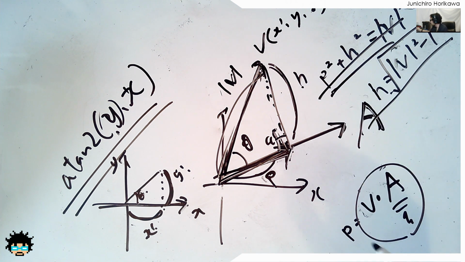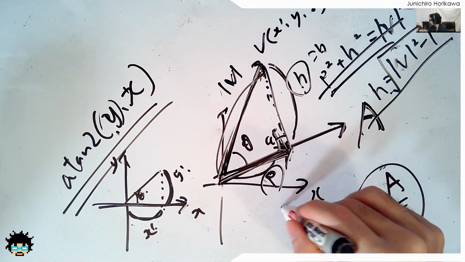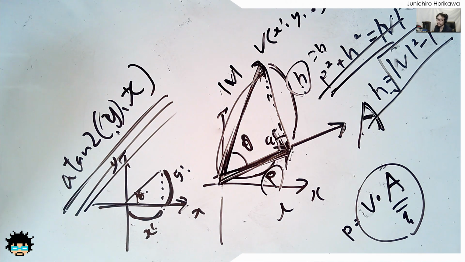Then you'll be able to use this as a y value and this as an x value to calculate with atan2, and as a result you'll be able to estimate the angle between two vectors. Shall we try this, to see if this really works or not?